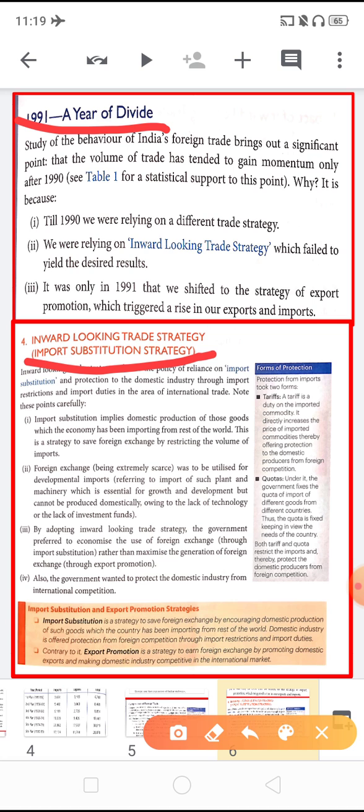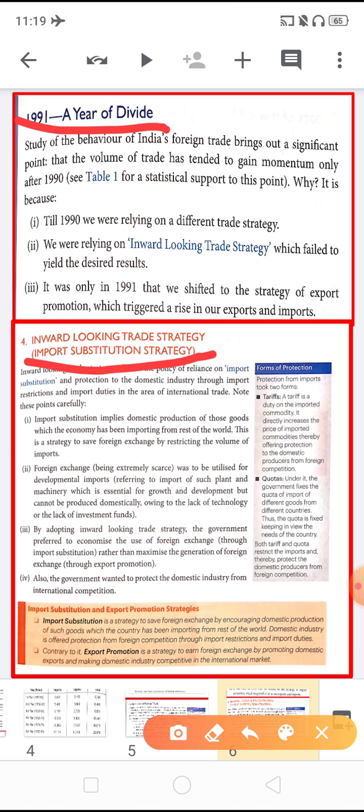So children, the inward looking trade strategy refers to the policy of reliance on import substitution and protection to the domestic industries through import restrictions and import duties in the area of international trade. And the following points give some basic information about this inward looking trade strategy.